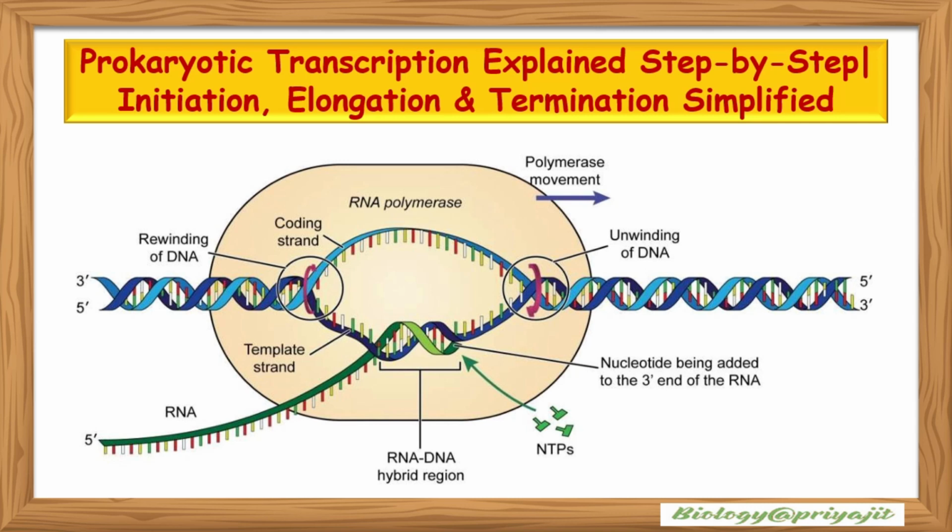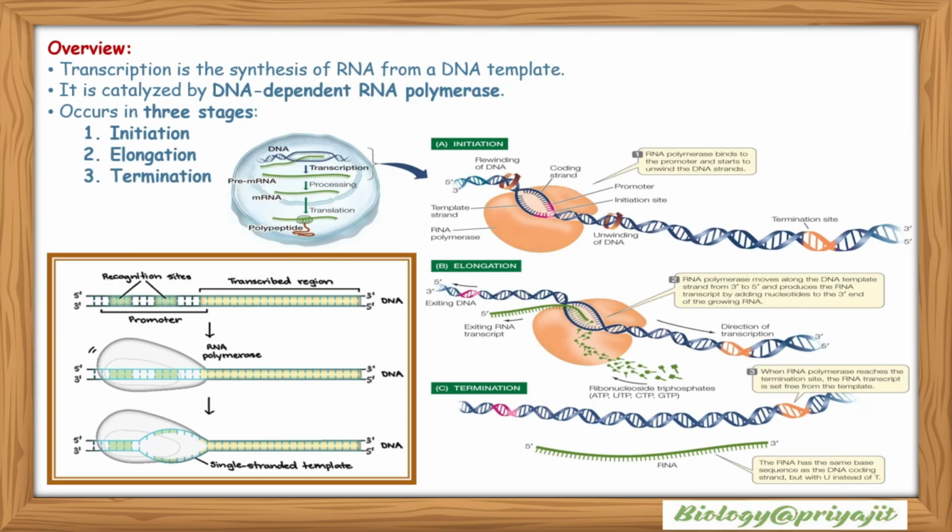So let's explore how prokaryotic cells control gene expression in a clear and exam-friendly approach. Overview. Transcription is fundamentally the synthesis of RNA from a DNA template. It is catalyzed by DNA-dependent RNA polymerase. It occurs in three stages: initiation, elongation, and termination. So this is the process of transcription where DNA is copied into RNA.